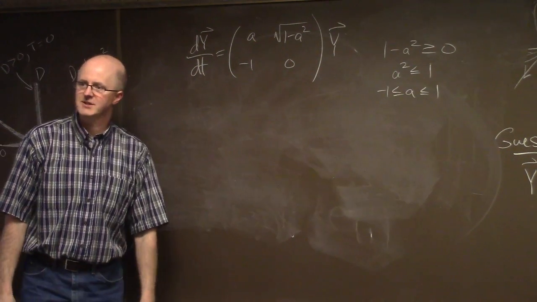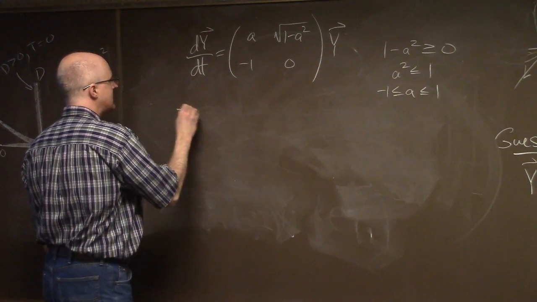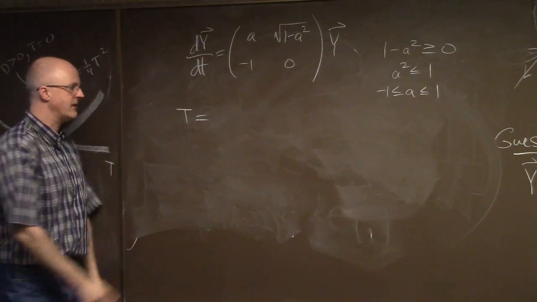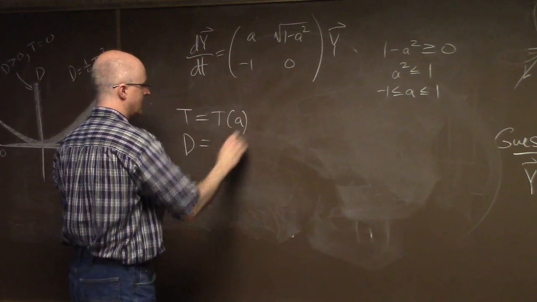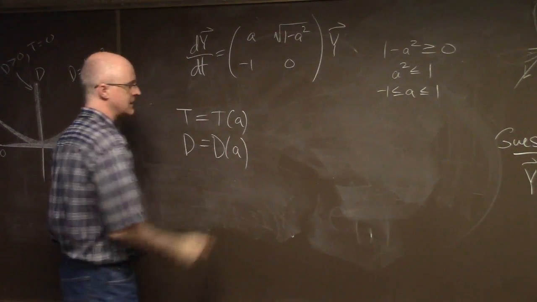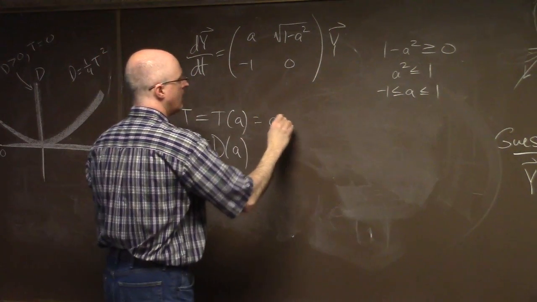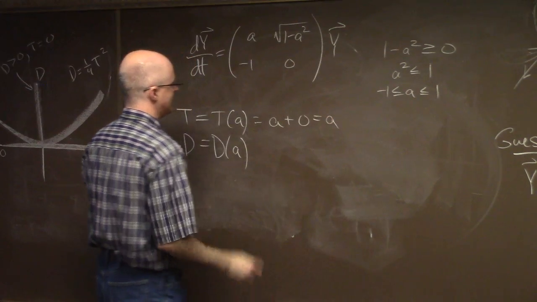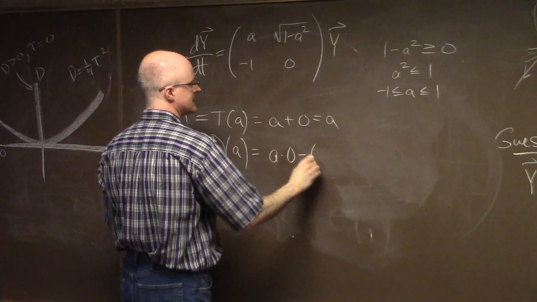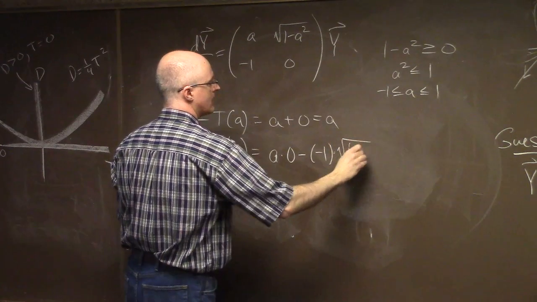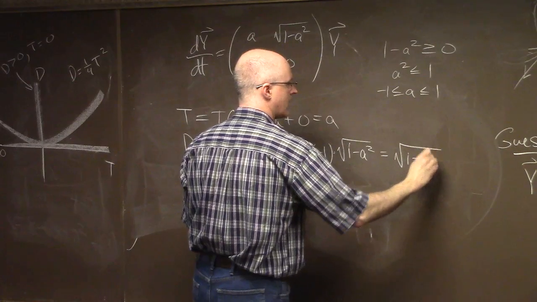Are there any bifurcations that occur along in there? That's what we're after here. The quick method is to calculate the trace and determinant as functions of the parameter. The trace is a plus 0, which is just a. The determinant is a times 0 minus negative 1 times square root of 1 minus a squared, which simplifies to square root of 1 minus a squared.